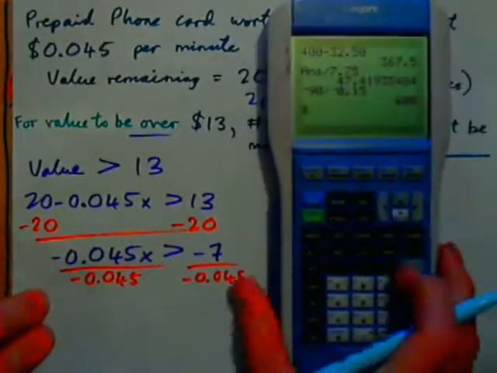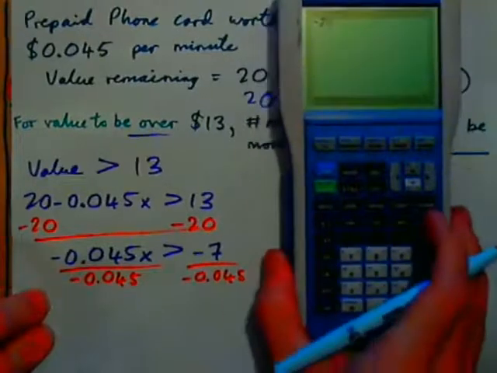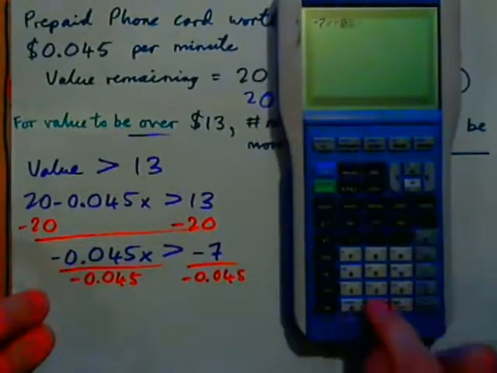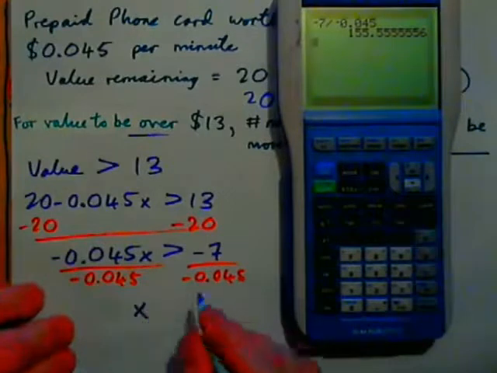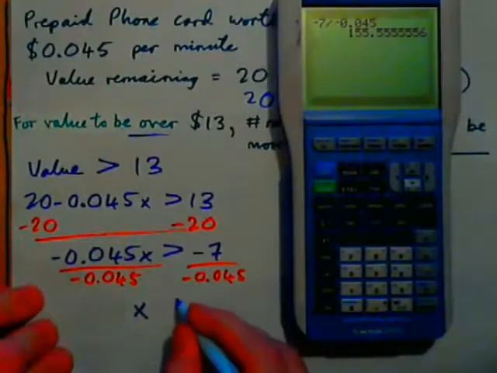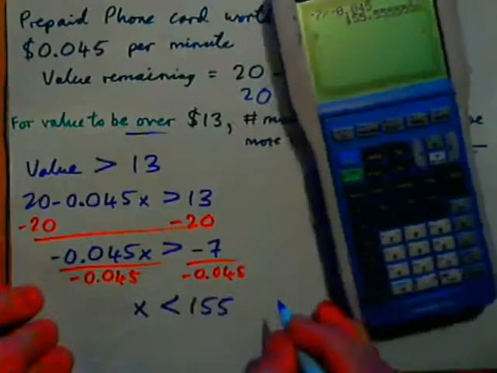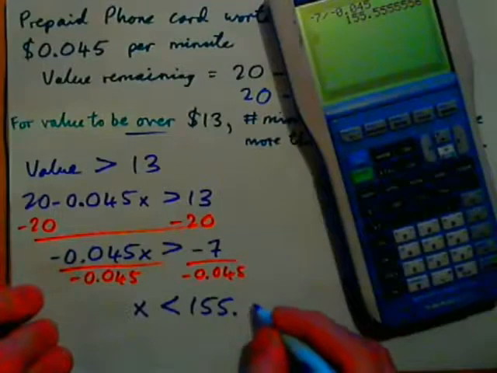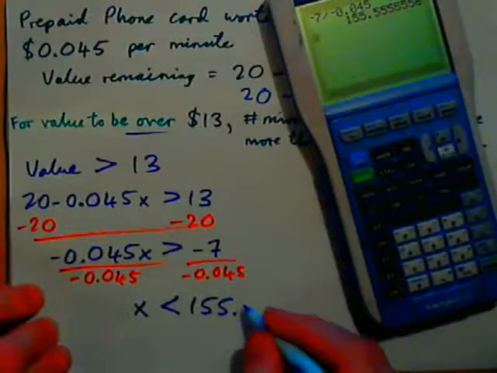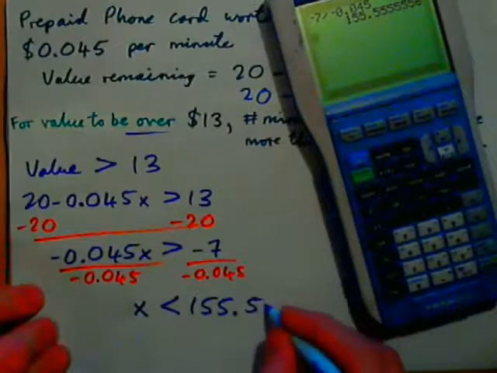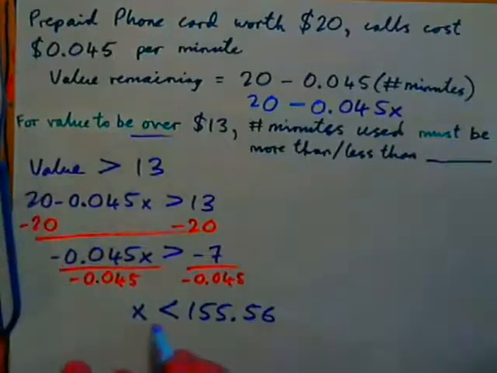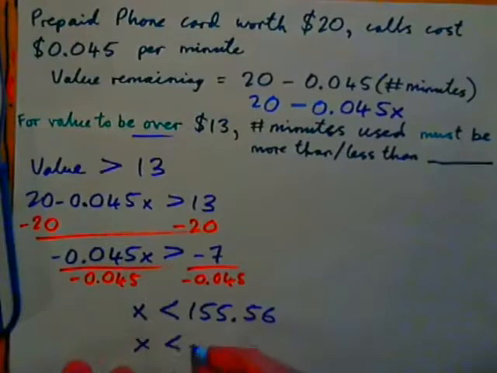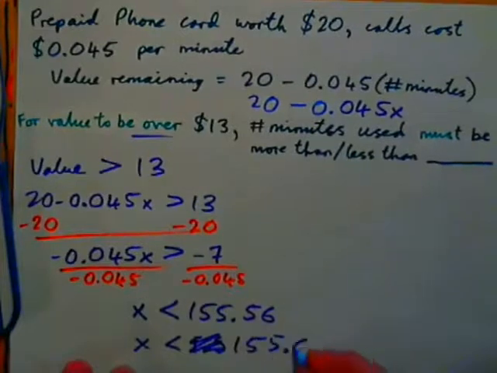So negative 7 divided by negative 0.045. Press enter and we get x is, we divided by a negative on both sides, so change direction, less than 155.5 and so on. Or actually, x is minutes, so how about we round it to less than 155.6.